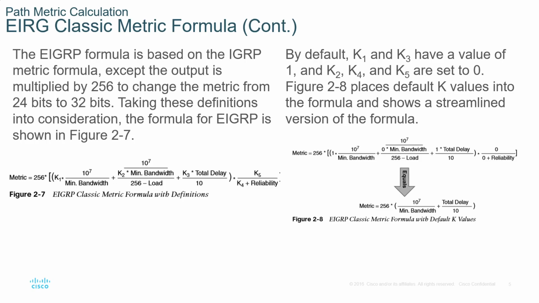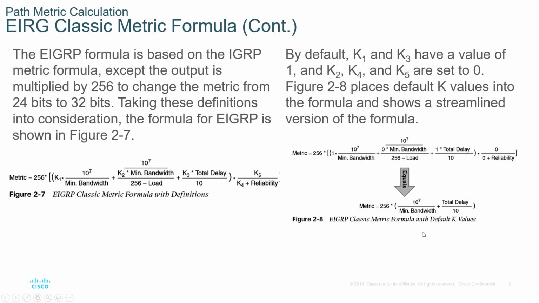So when we look at the K values, and remember that we've only got K1 and K3 set to 1, all the others are set to 0, we can look at the impact on the metric, and it comes down to 256 times 10^7 divided by the minimum bandwidth plus the total delay divided by 10. So this is our default metric here.